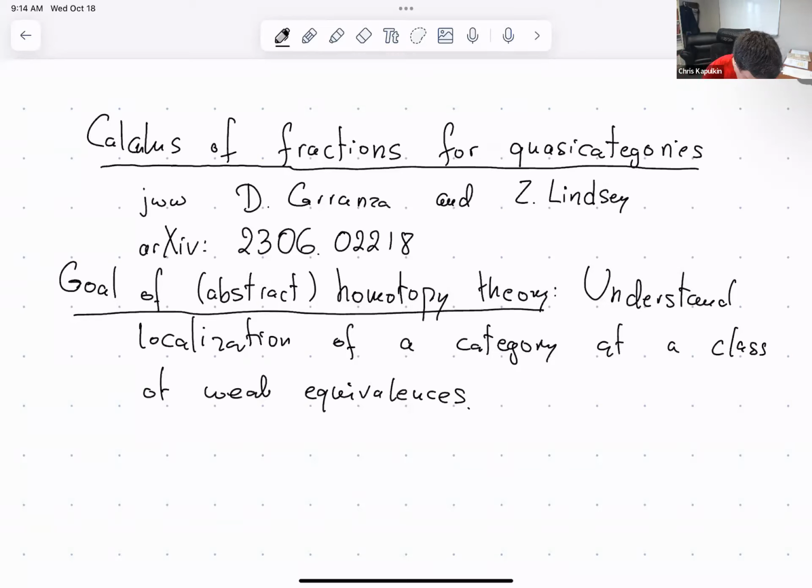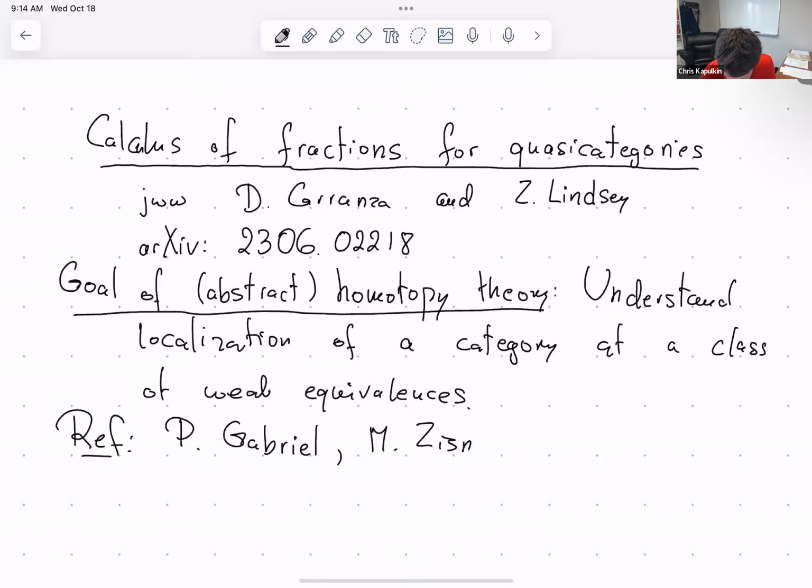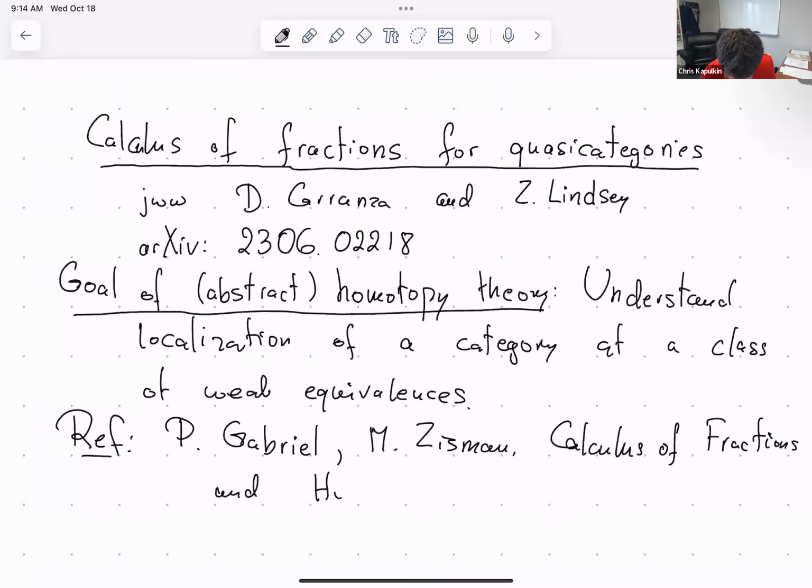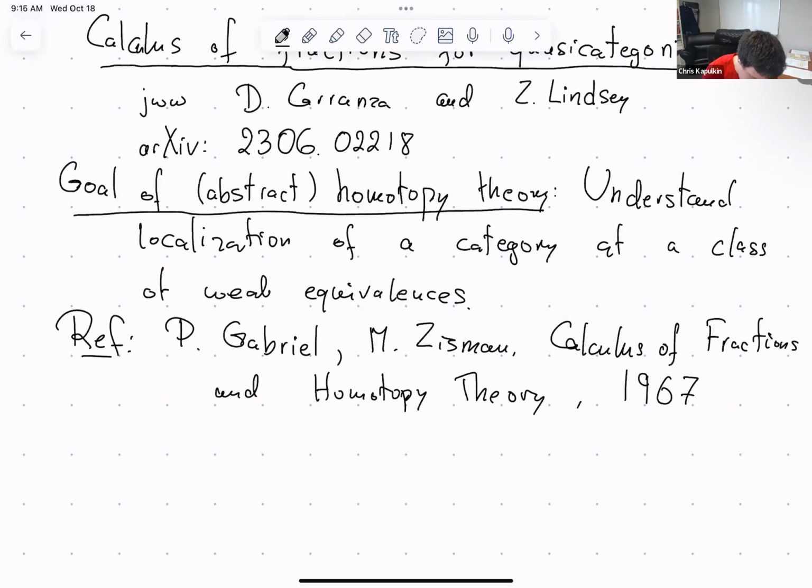And so the first reference that I'm aware of for this kind of stuff goes back to the 60s, and it's a book by Pierre Gabriel and Michael Zisman on calculus of fractions and homotopy theory. So this is from 1967. That's been a while since then. So what do they do in this book?